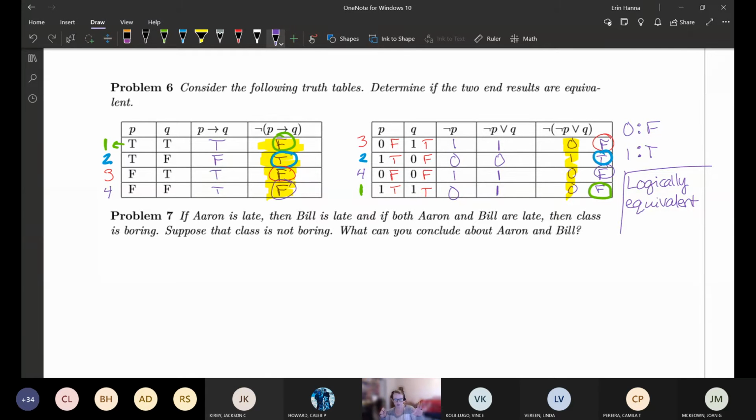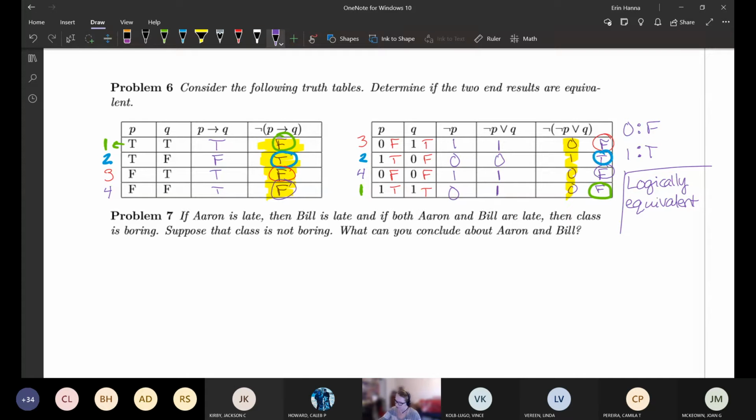But you do need to be very careful if you're given two separate truth tables to not necessarily look at the final column, but to also make sure that the rows were set up in the same way. Because if the rows weren't set up in the same way, then it takes a little bit more time to figure out which one's which.